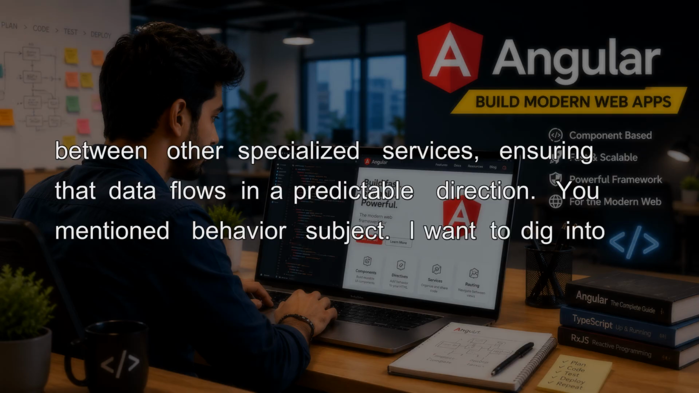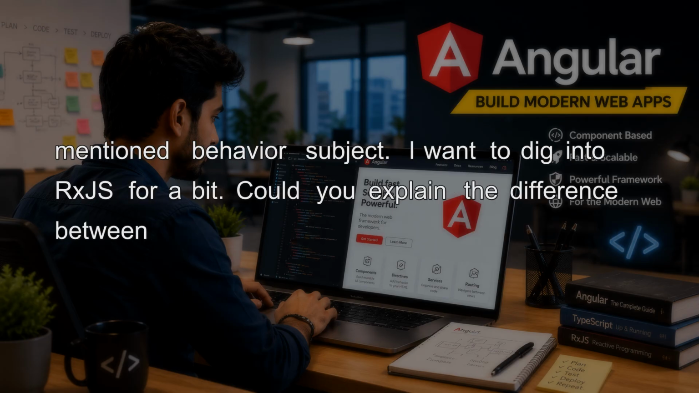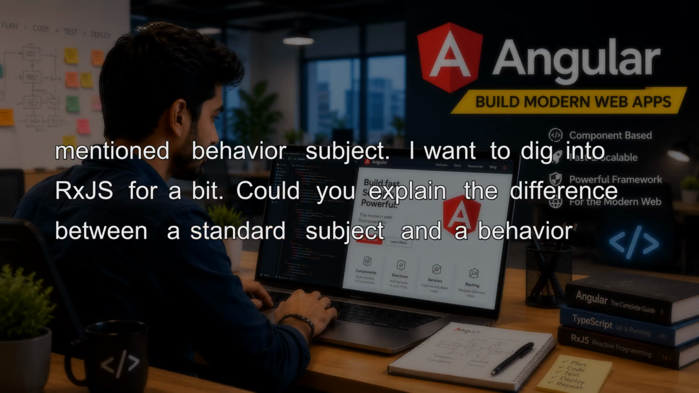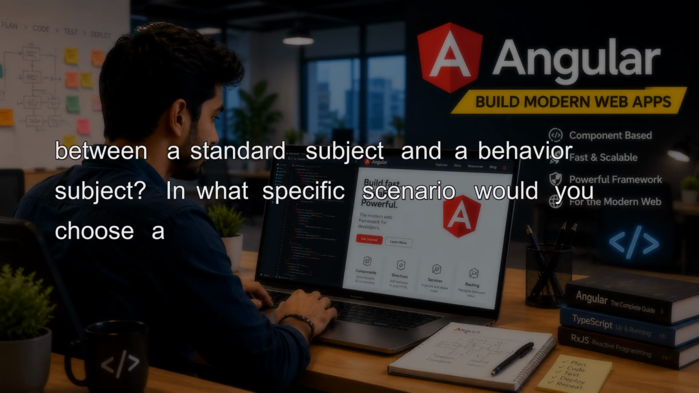I want to dig into RxJS for a bit. Could you explain the difference between a standard subject and a behavior subject? In what specific scenario would you choose a behavior subject over a subject?